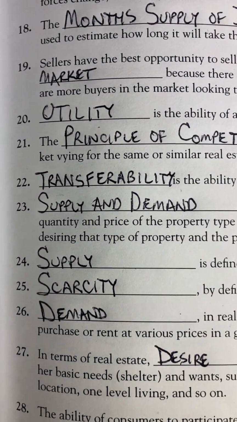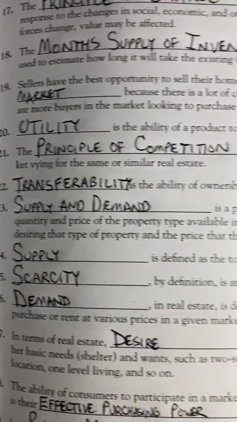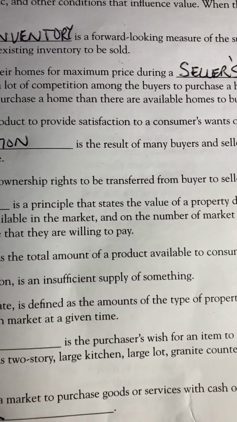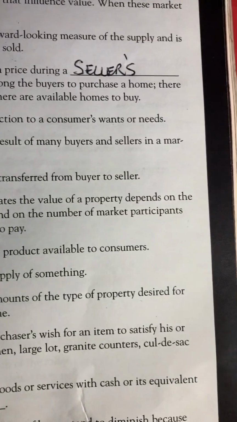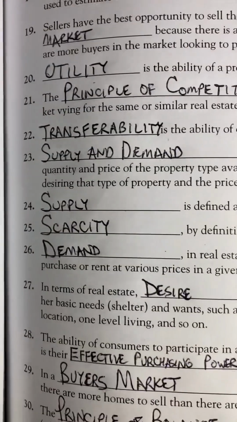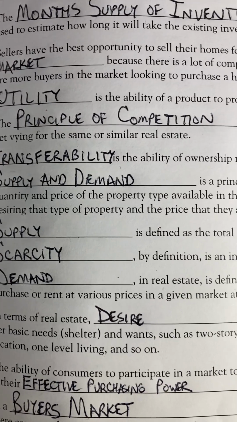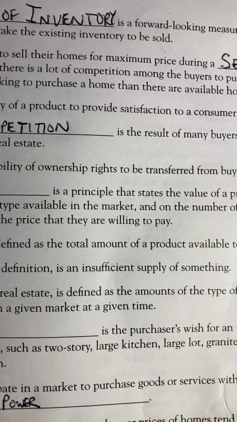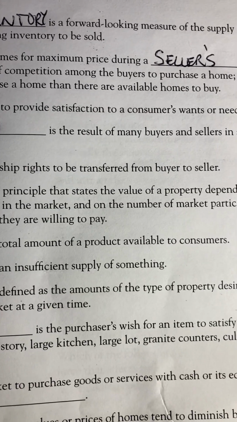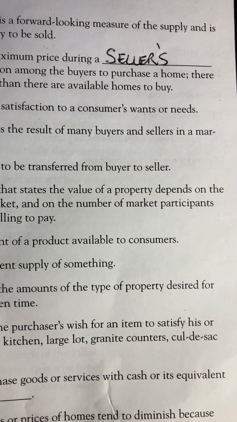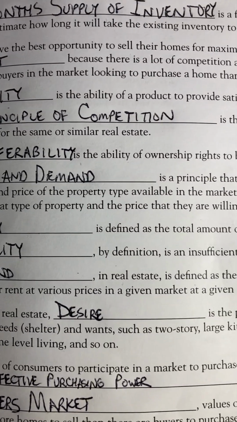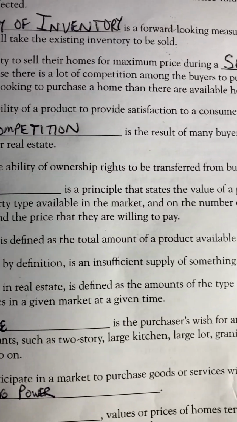Number 23, supply and demand is a principle that states the value of a property depends on the quantity and price of the property type available in the market and on the number of market participants desiring that type of property and the price that they are willing to pay.